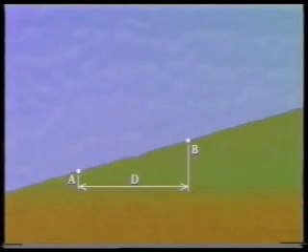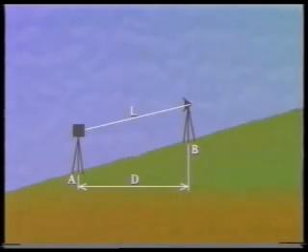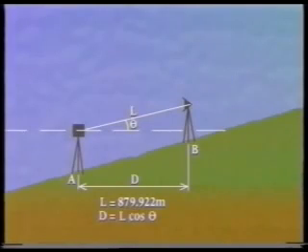Now let's look at an example in which we wish to obtain the horizontal distance d between 2 points A and B. We set up an EDM theodolite system at A and a reflector at B, and we measure the slope length L as 879.922 meters. We then need to measure the vertical angle, because d equals L cos theta.